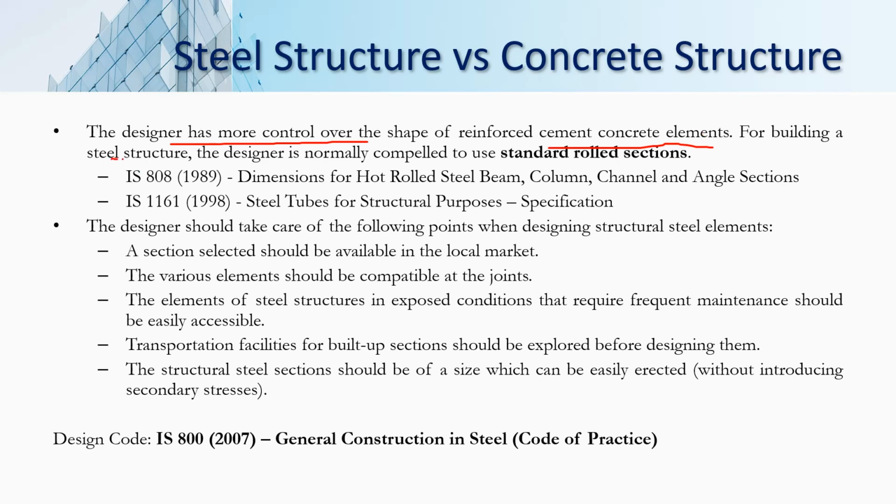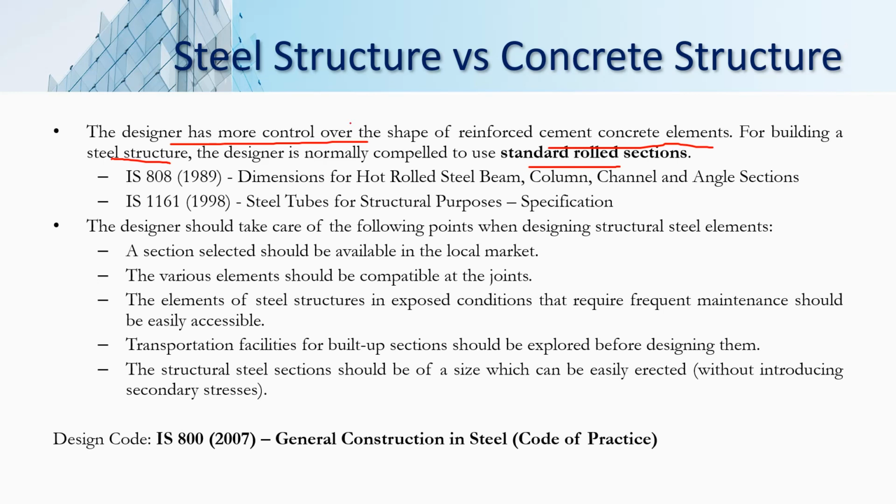In contrast, if you want to build a steel structure, we are compelled to use some standard rolled sections. We have some very typical standard rolled sections. I will come to that in our upcoming slides also. For example, I-beam, C channels, T elements, pipes, tubes, and other standard rolled sections. So these are the standard sections that a designer normally uses.